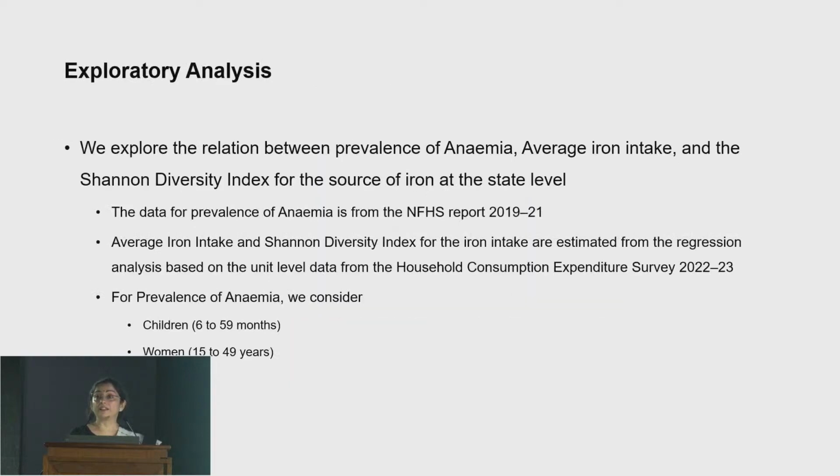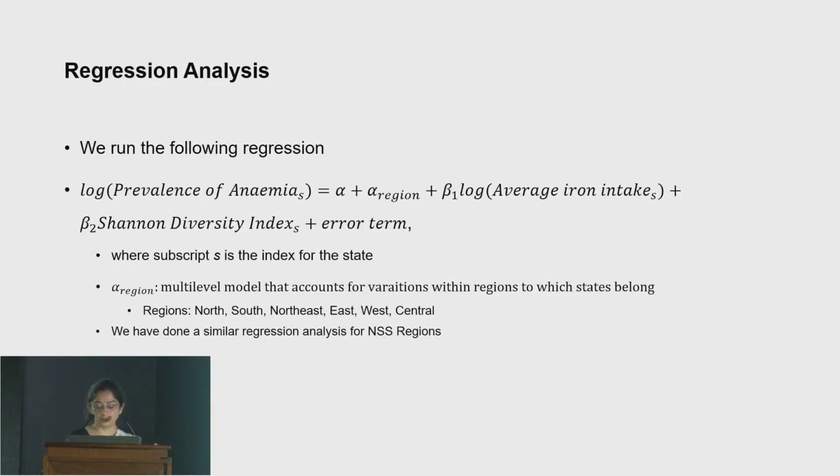What about prevalence of anemia? Now we are going to marry this data set with the NFHS 5 data, which gives us prevalence of anemia. And what do we find? This is for children, by the way. We look at the prevalence of anemia across states, and we look at the average intake of iron, and then we look at the dietary diversity on the plate.